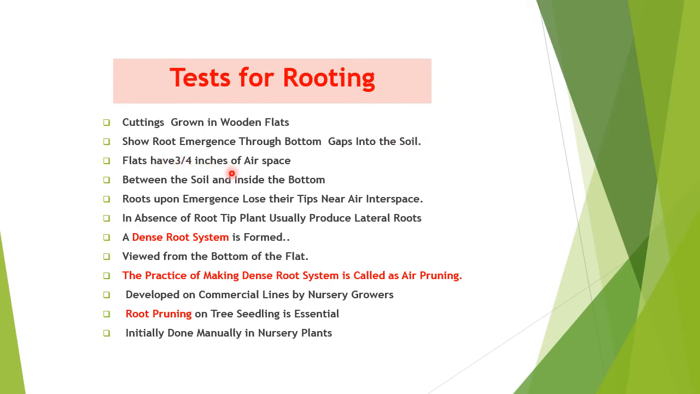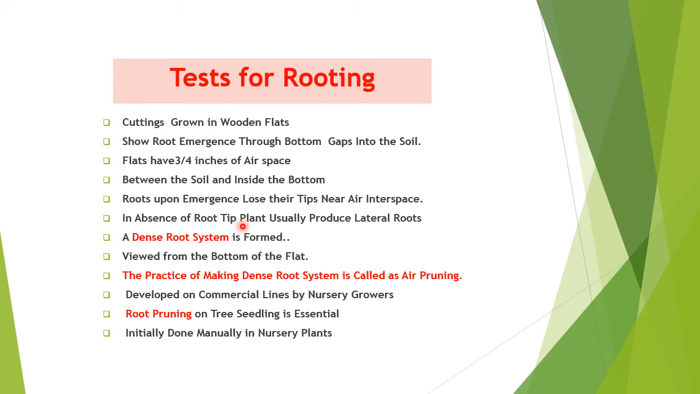Flats having 3 to 4 inches of air space between the soil and the bottom. See, each pot has an anatomy. 3 to 4 inches of air space is maintained between the soil and the bottom. Roots, upon emergence, lose their tips near the air interspace. So when the roots are coming, being geotropic, they will move towards gravity, but they will come into this air interspace and they will lose their tips.